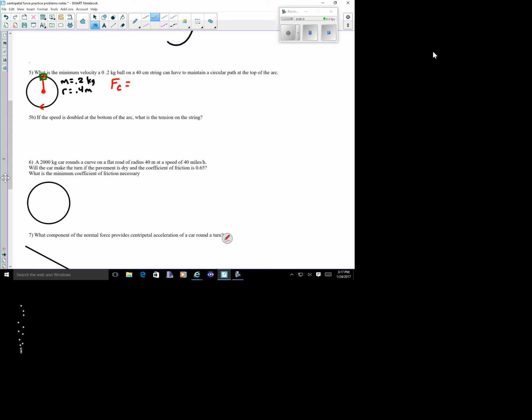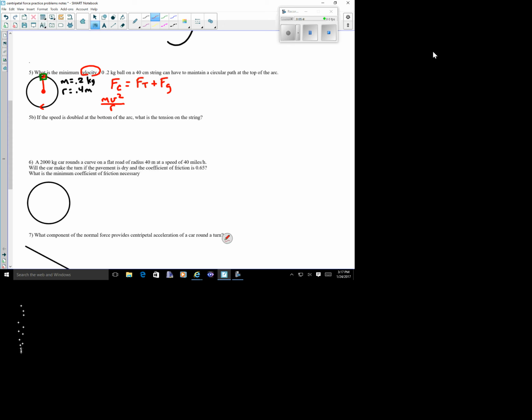There's the force of tension on the string, and there's the force of gravity that pulls that rubber stopper down at the very, very top. Well, it wants to know what is the minimum velocity. None of these have velocity in it, so you've got to substitute. I'm going to put mv squared over r. That goes in for the centripetal force.